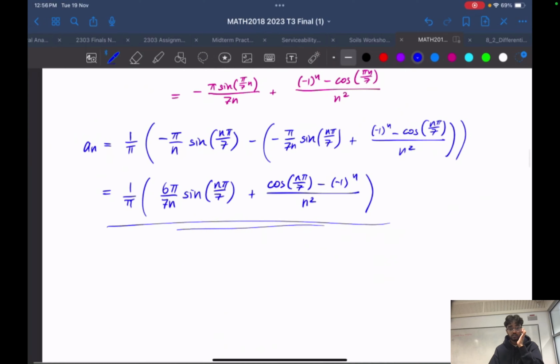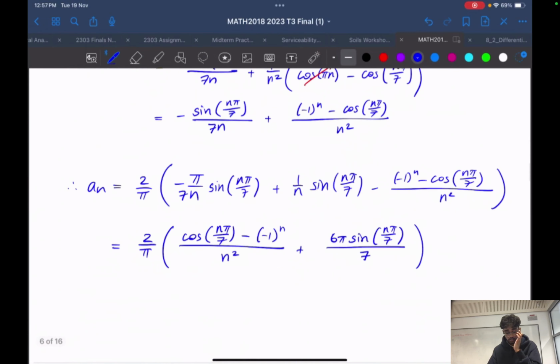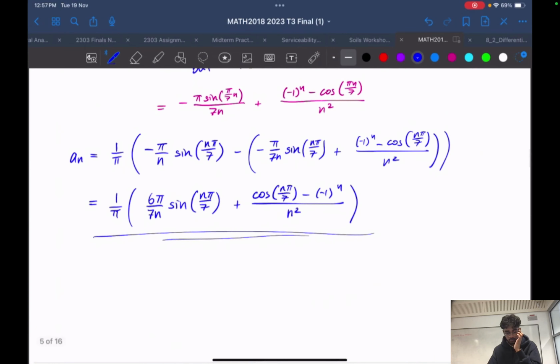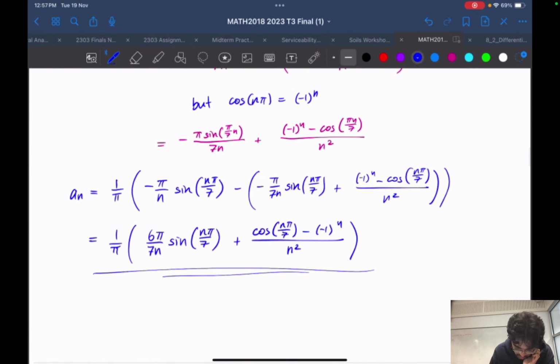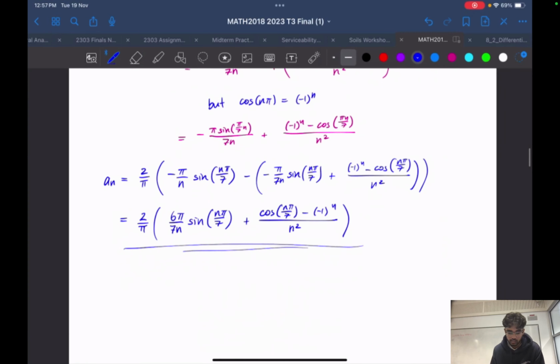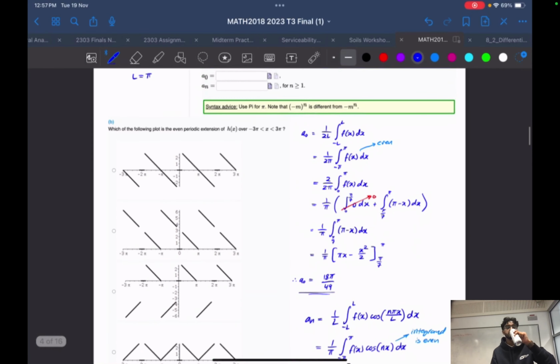Really long expression for a n. Let me check if this is correct. Yes, that's correct. Oh, I'm missing a 2. I forgot the 2 over pi, sorry. It should be a 2. Cool. That is a Fourier series. That's probably not as hard as it gets, however. I have seen some harder Fourier series questions.